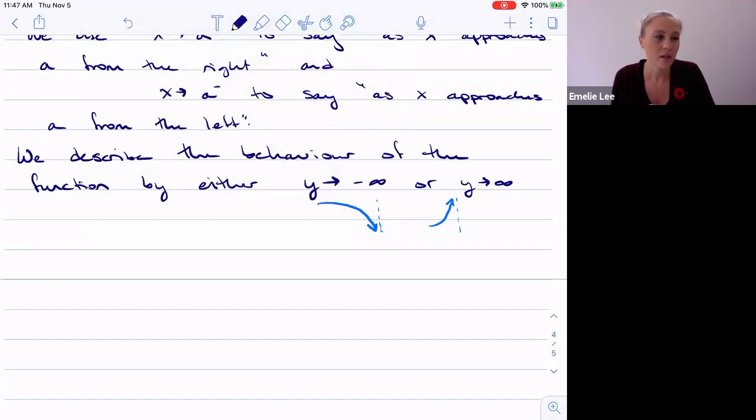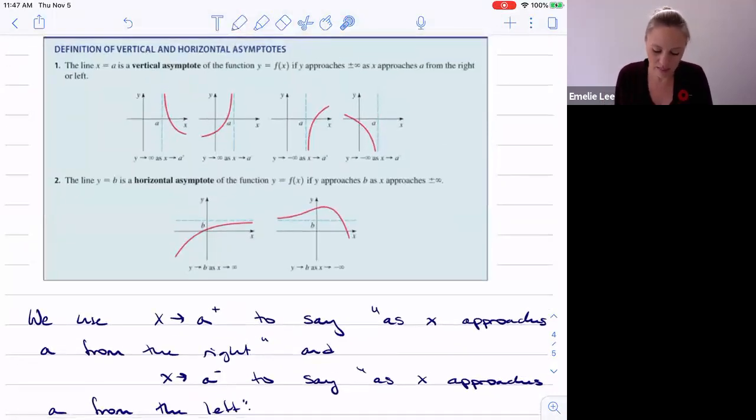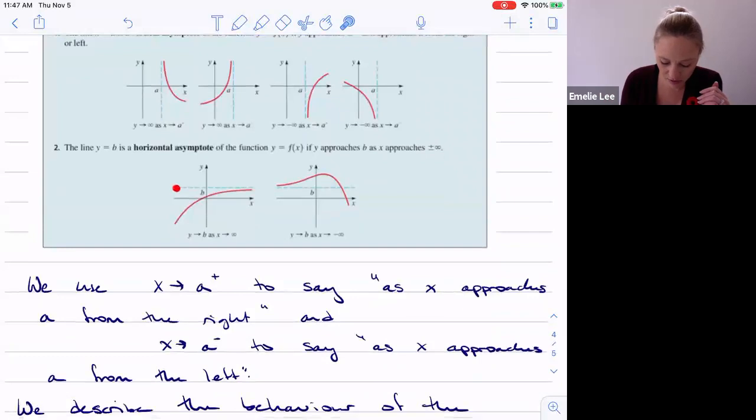Okay, so those are our vertical asymptotes, right? And we will talk about how we find those, but for now, we just need to be comfortable with this notation. So we're approaching a from the left, a from the right, and then same thing with the horizontal asymptotes, except now they're horizontal instead of vertical.